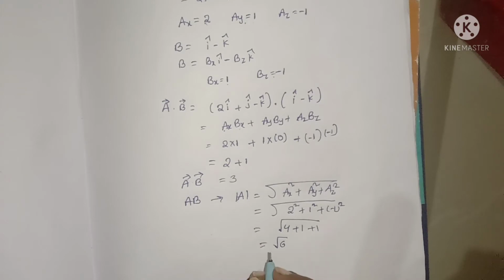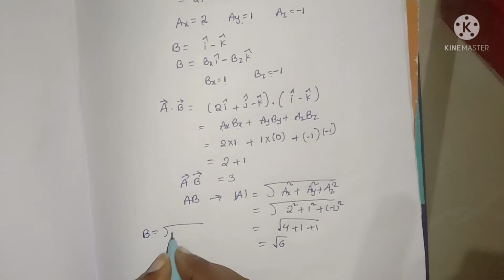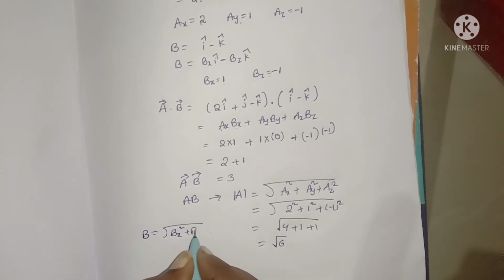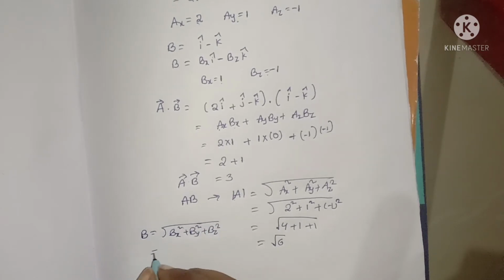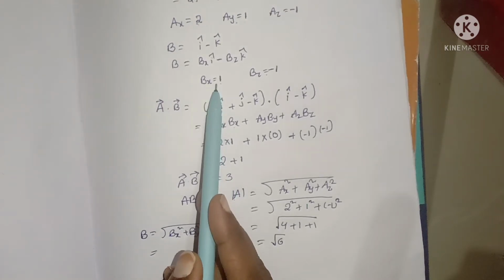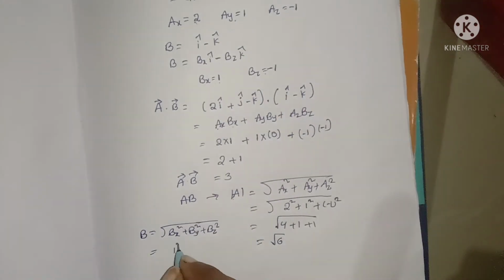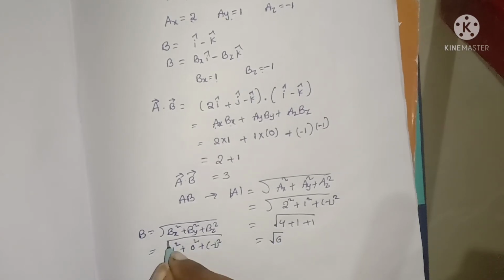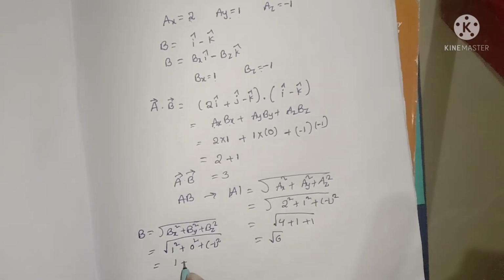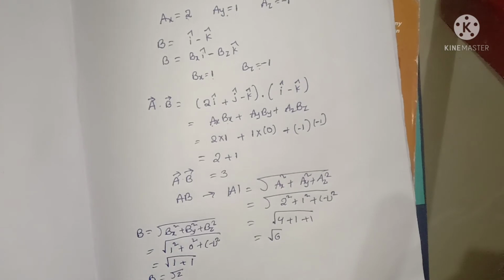Same like that, we want to find the magnitude of B. B equals the same formula, root of bx square plus by square plus bz square. Here bx value is 1, by is not there, so 0, and bz equals minus 1. Then 1 square plus 0 square plus minus 1 square. 1 into 1 is 1, plus minus 1 into minus 1 is plus 1. So 1 plus 1 is 2. So this is the magnitude of B.